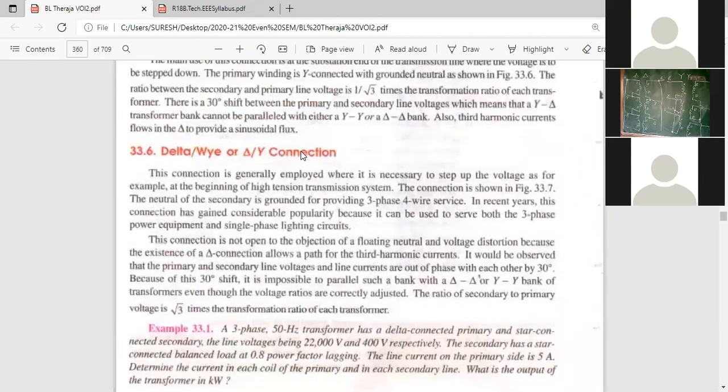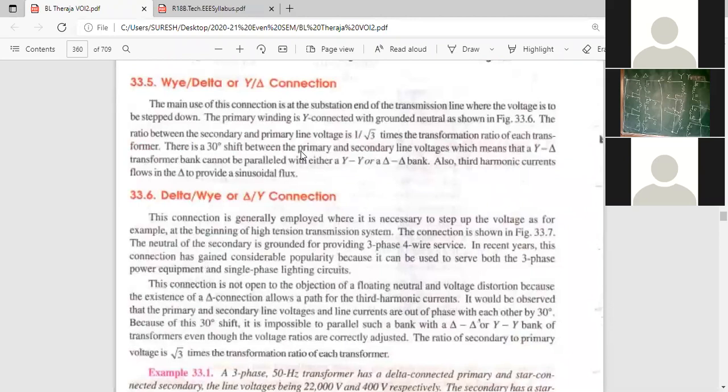The third one is star delta. Star is also called Y. Y delta or star delta, both are one and the same. And the fourth one is delta Y. Delta Y connection. These are the four types of connections.